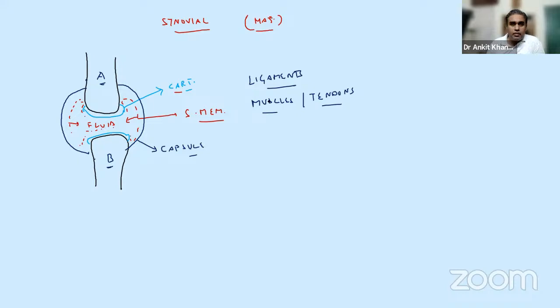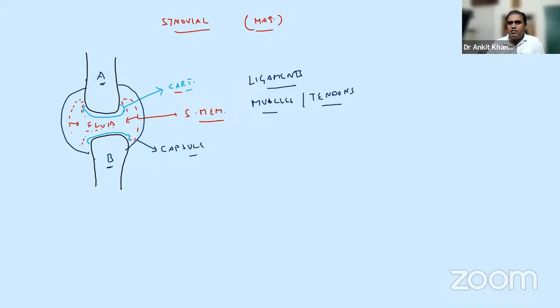Like in hip joint, we have iliofemoral, ischiofemoral, pubofemoral ligament. In shoulder joint, we have glenohumeral ligament, coracohumeral. So many ligaments are there to protect the joint. In knee joint also, we have so many ligaments.